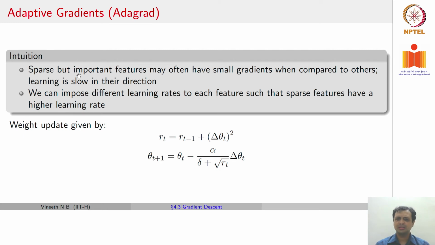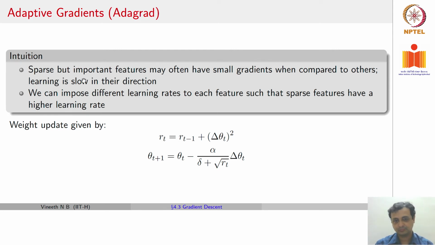So let's assume that there are certain weights that do not change with every mini batch in mini-batch SGD, but change only once in a while. They may change by a small amount, but that amount is important because they only change once in a while. Sparse features could be important, and learning could be slow in this direction because the gradients could be small in that direction.